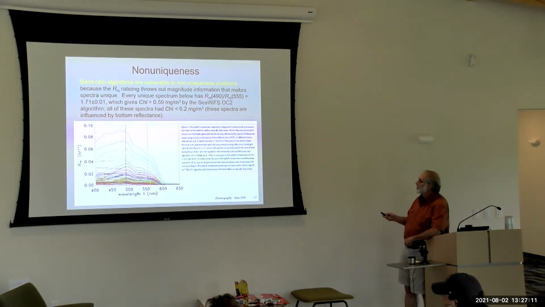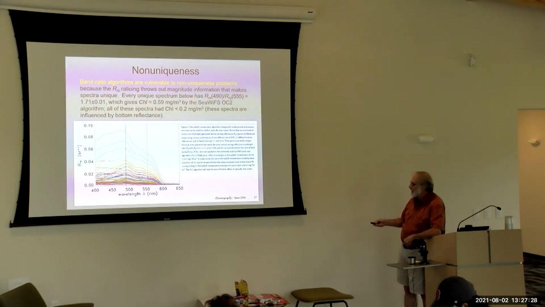Okay, here's a bunch of spectra here. These all have the same chlorophyll value, which was something like 0.018 milligrams per cubic meter. And you have entirely different spectra, but the ratio of this wavelength, the dotted line, to this one is the same for each one of those spectra.